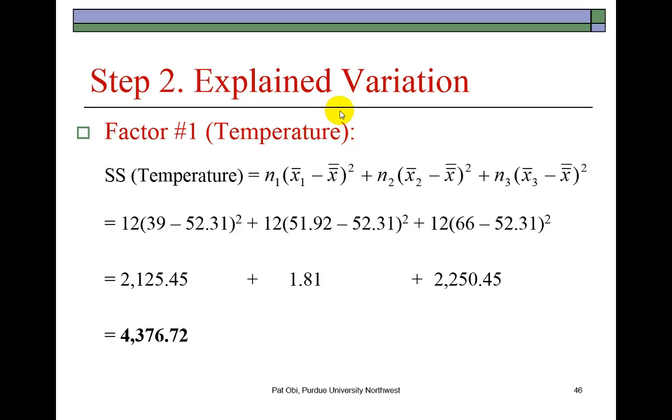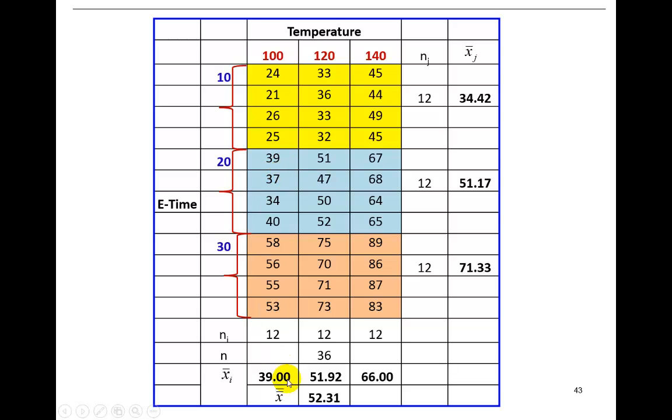Anyhow, we're going to calculate the sum of squares for treatments, and there are going to be two treatments, temperature and exposure time. As is the case in a one-way ANOVA, treatment sum of squares is going to be the difference between the mean for each particular level of treatment and the grand mean, squared and multiplied by the number of observations. If I go back here real quick, we're going to look at this mean of 39 and the difference between this 39 and the grand mean of 52.31, squared. Then we multiply by 12 because 12 is the number of observations under the temperature level of 100 degrees. And we're going to do the same for 120 and 140.